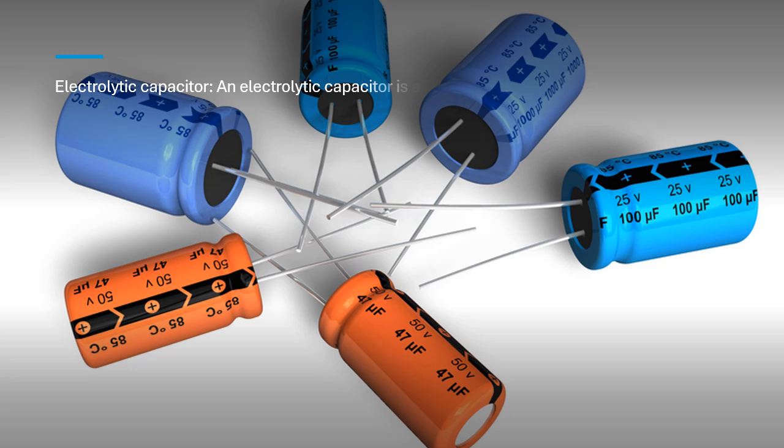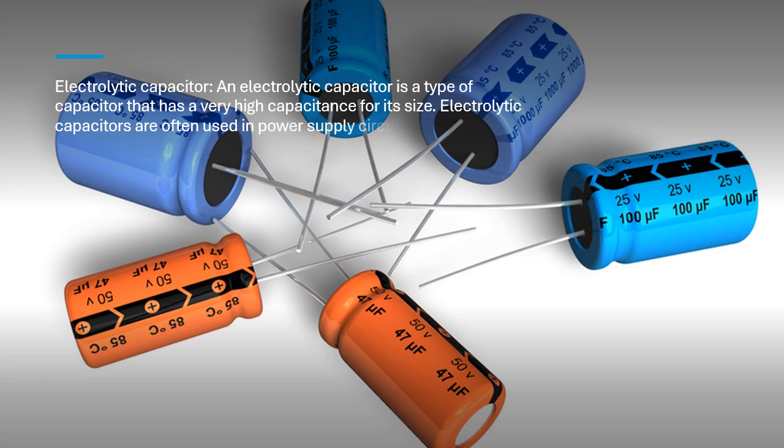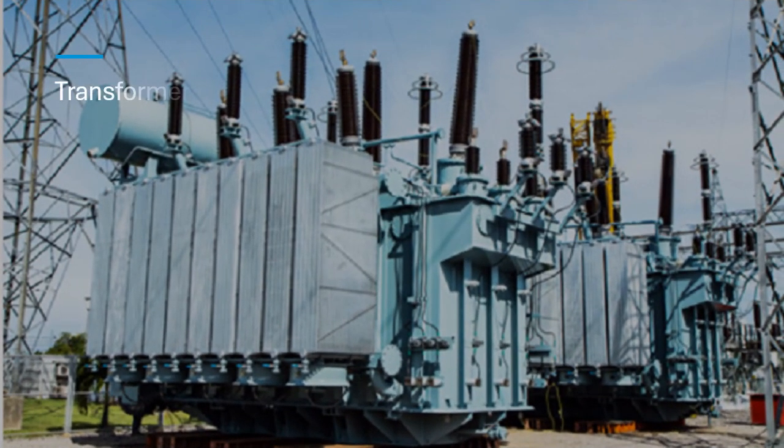Electrolytic capacitor. An electrolytic capacitor is a type of capacitor that has a very high capacitance for its size. Electrolytic capacitors are often used in power supply circuits to smooth out the ripple voltage from a rectified AC signal.